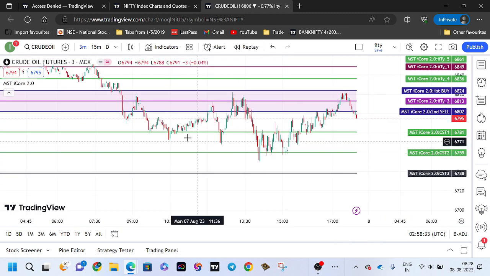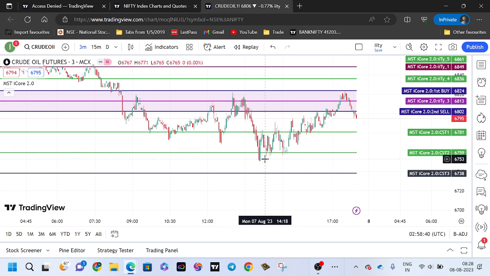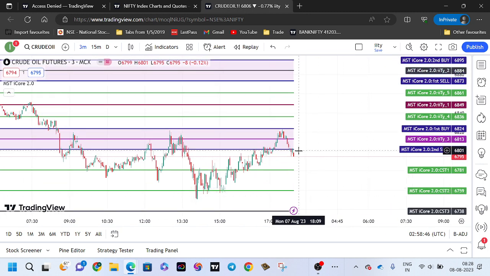See, first target hit, here itself target hit, once again sell activated, target hit, once again sell activated, 2 targets hit, once again sell activated, SL not hit yet, it is coming down. If today market opens below 6802, market is sell side. If the market is opening above 6824, market is buy side.